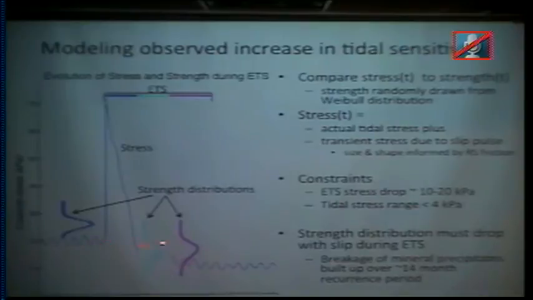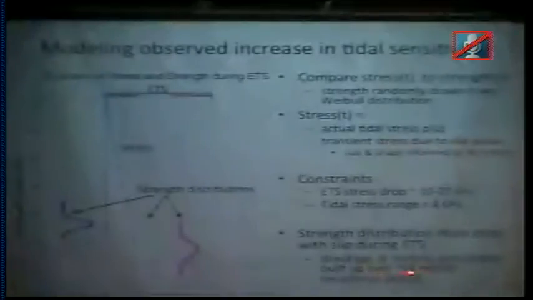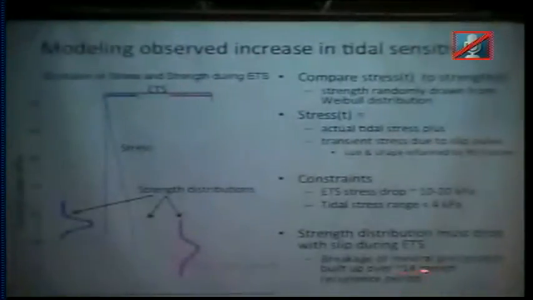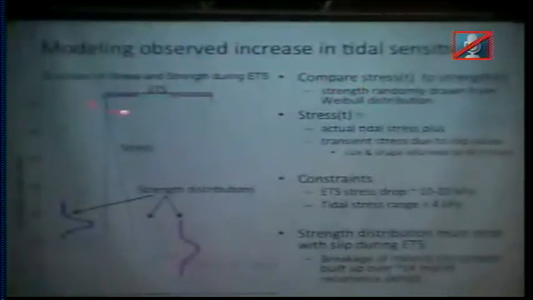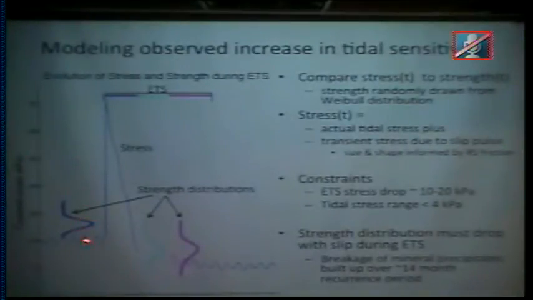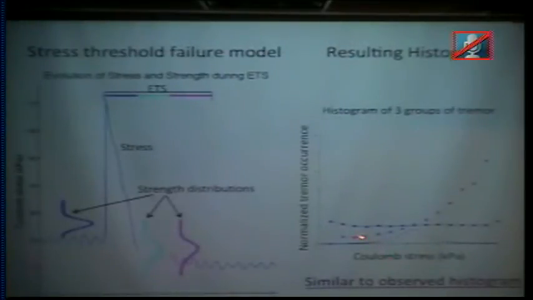And so what we find is that in order to generate tremor at the appropriate time with the appropriate sensitivity, these strength distributions must drop. An easy way to think about that is the breakage of mineral precipitates over the period between the large ETS events. So basically every 10 minutes I calculate the stress and the strength. If the strength is above the stress, I say a tremor occurred. If it's below, I say a tremor didn't occur.